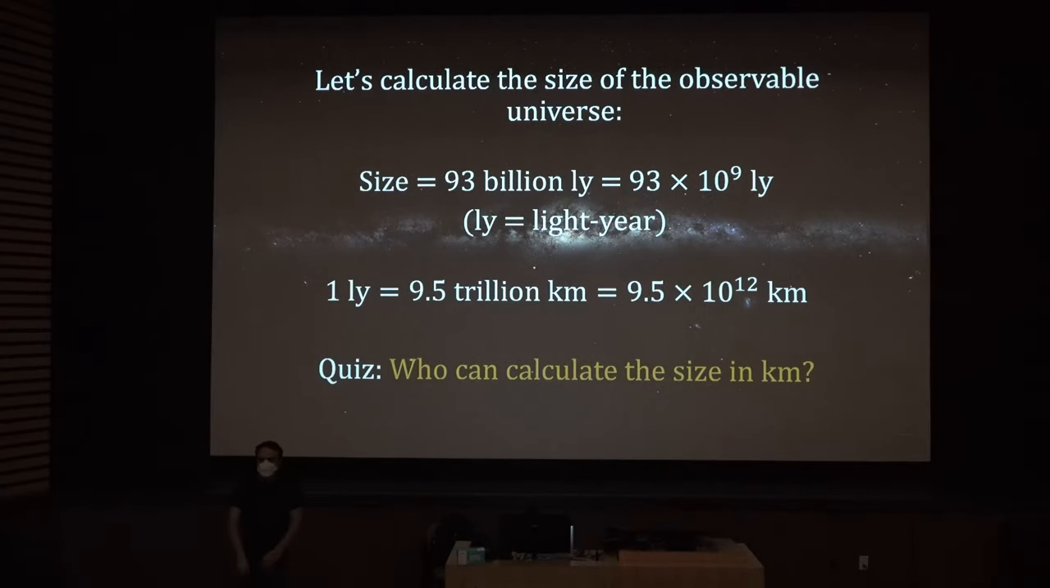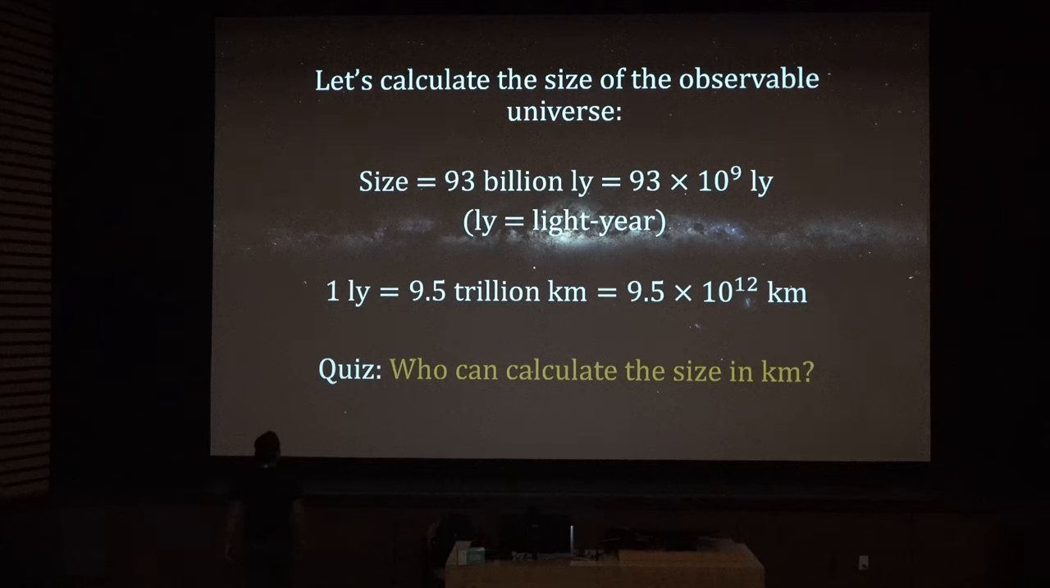So now I want to calculate the size of the observable universe. Remember, the observable universe is the part of the universe we can see from Earth, and stuff outside the observable universe we just can't see because the light can't get to us, due to the expansion of the universe. Essentially, it's expanding faster than light is traveling.